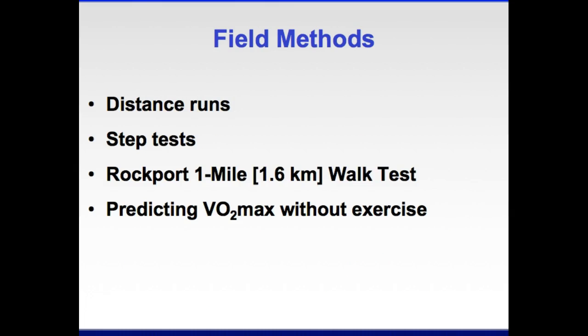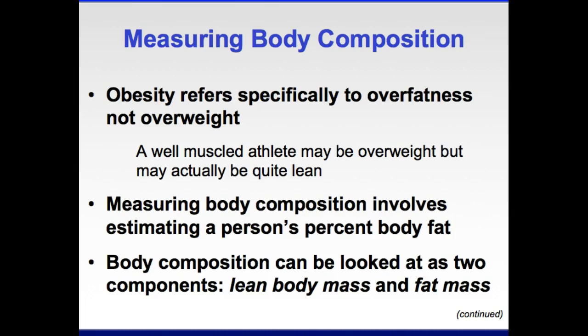Field methods: distance runs, step tests, Rockport 1 mile walk test, and predicting VO2 max without exercise. Measuring body composition. Obesity refers specifically to overfatness, not overweight. A well-muscled athlete may be overweight, but may actually be quite lean. Measuring body composition involves estimating a person's percent body fat. Body composition can be looked at as 2 components, lean body mass and fat mass.